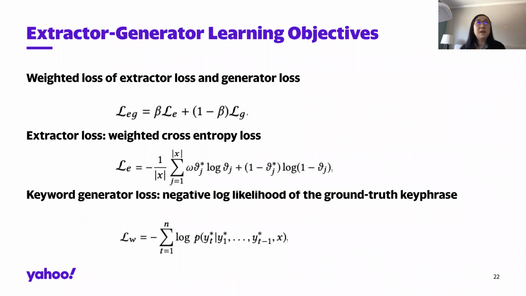As a learning objective, since our model has two modules, one for the extractor and the other for the generator, the loss is a weighted average of both losses. For the extractor loss, as it's a binary classification, we have this weighted cross entropy loss as we used previously, but the weight might be different depending on the task. Then for the keyword generation, we are just using the standard negative log likelihood of the ground truth key phrase, by multiplying the log probability at each step, and finally computing this negative log likelihood.